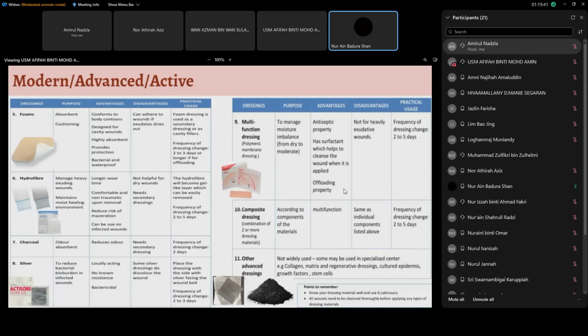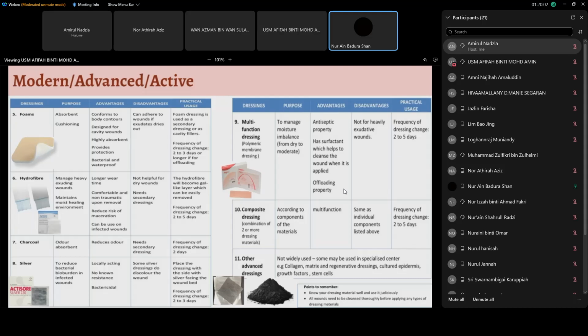Next, we have hydrofiber. It can be used for managing heavily exudating wounds, and it can maintain a moist healing environment at the same time. However, it is not helpful for dry wounds, and it also needs a secondary dressing.